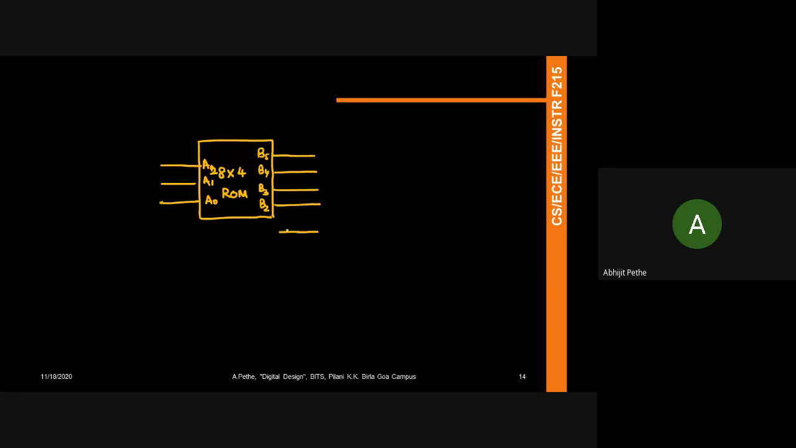B1, which is my output here, I can just ground it, so that is a 0. And for B0, I can just take output A0. So this is my output B0.